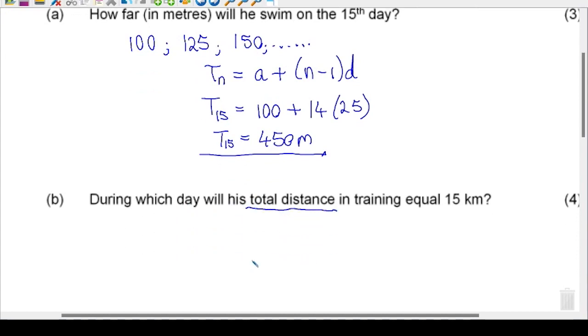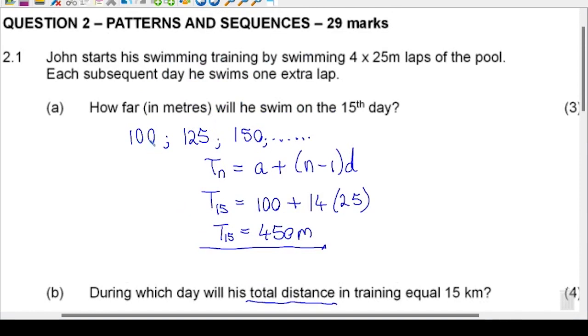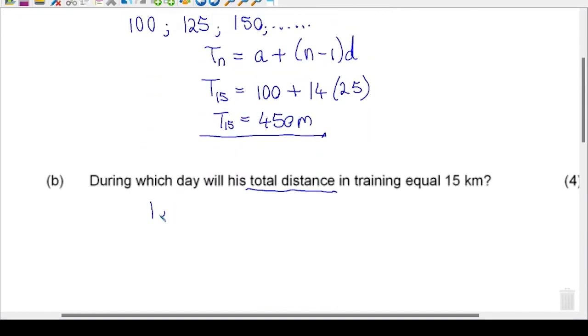Right, the next one says, on which day will he have done a total distance of 15 kilometers? So now we talk about a total distance. Instead of talking about a sequence where the terms are separated by semicolons, we're now talking about a series where the terms are actually separated by addition signs. So 100 plus 125 plus 150. And we want to know how many terms we must add up to get 15 kilometers. Now be careful, 15 kilometers is actually 15,000 meters. So we need to change it to meters because the other terms are in meters.